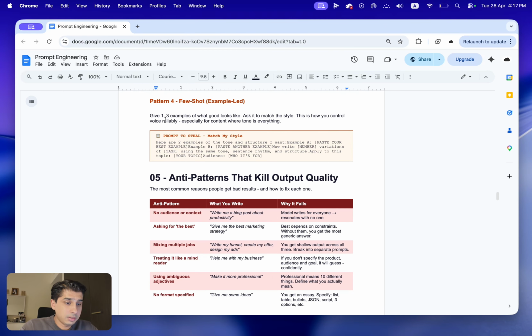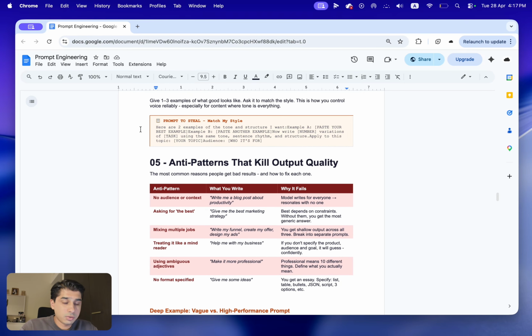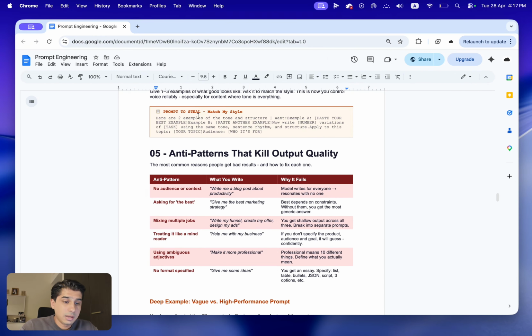Pattern 4 is few shot, which is example led. So give 1 to 3 examples of what good looks like to you. Ask it to match the style, and this is exactly how you can control voice reliability, especially for content where tone is everything. Again, another prompt to steal, which is called match my style.